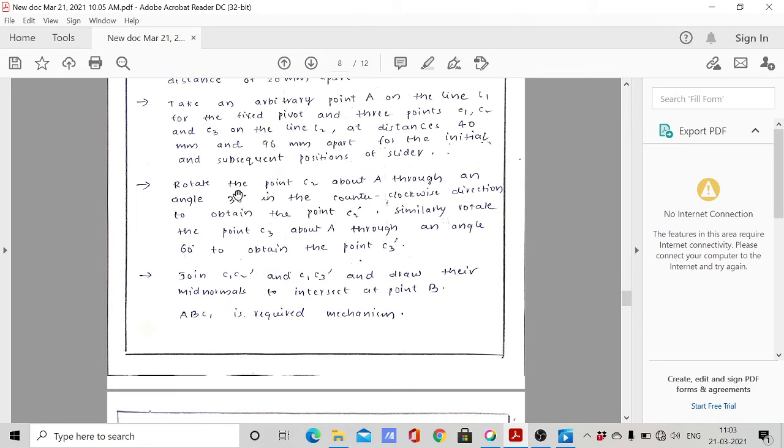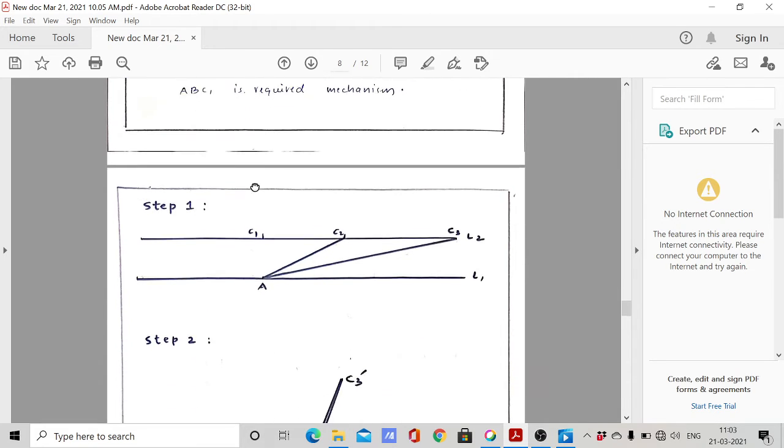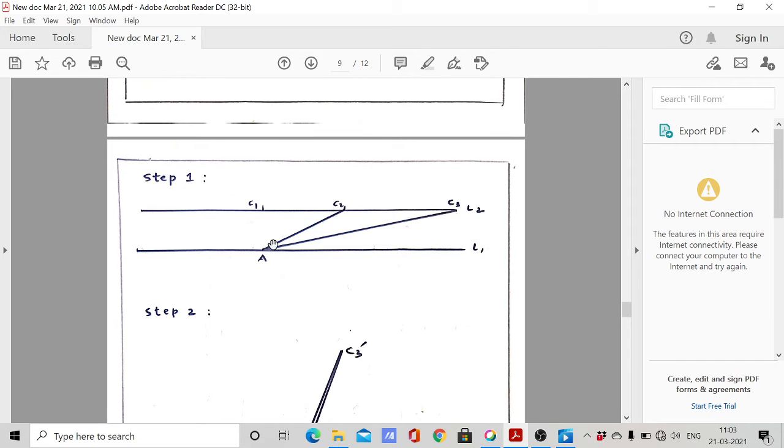Next, rotate the point C2 about A through an angle of 30 degrees in the counterclockwise direction to obtain C2 dash, and by an angle of 60 degrees about A to obtain the point C3 dash. Now on joining C1 C2 dash and C1 C3 dash and drawing their mid-normals, we get the point B, and the mechanism is ABC1. Let's go through different steps with the help of these drawings.